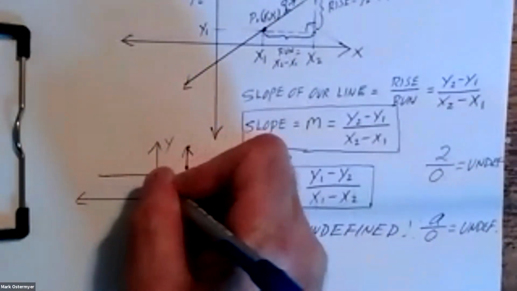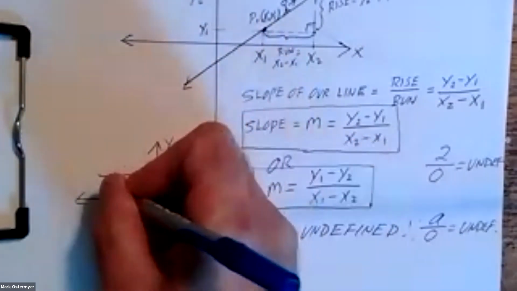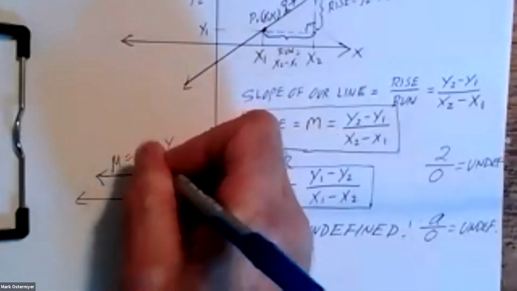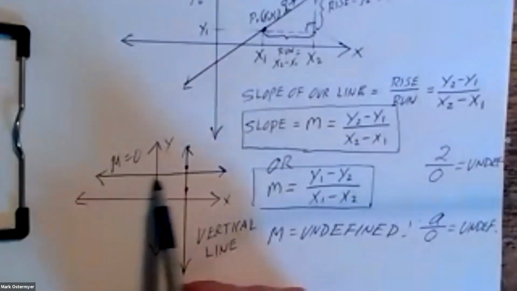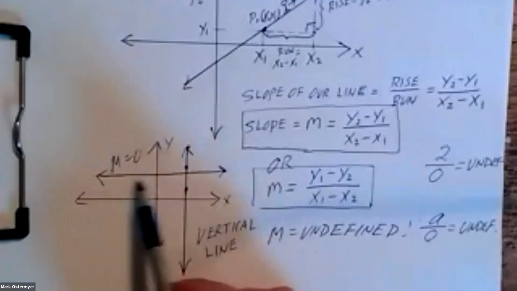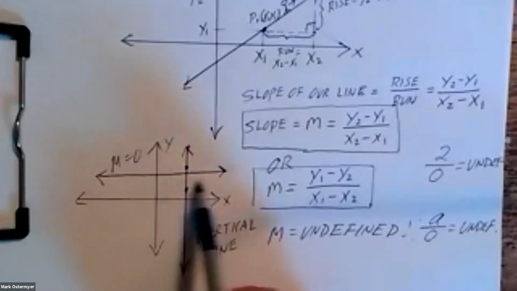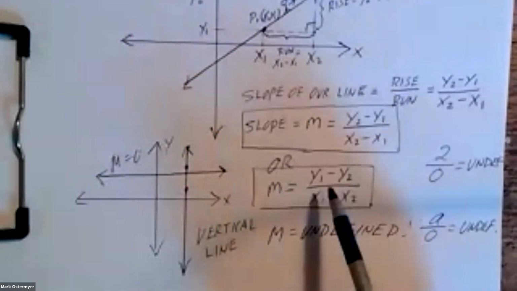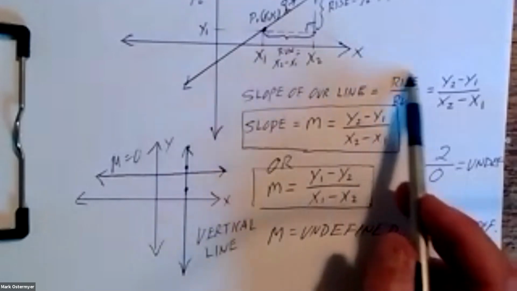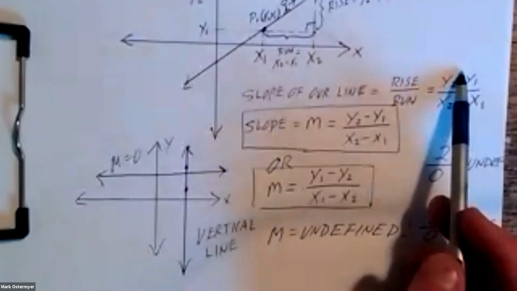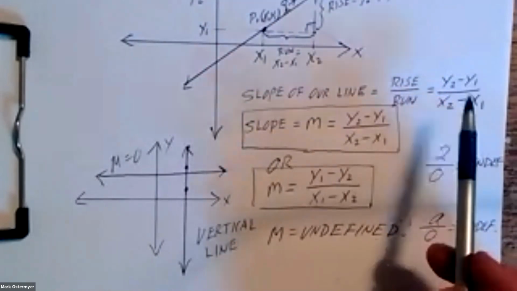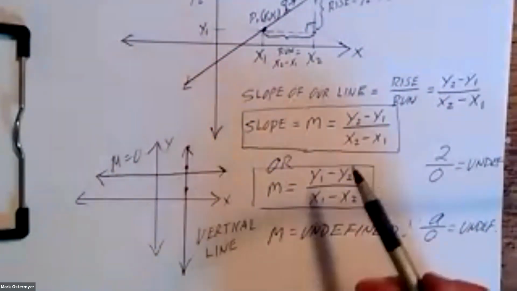Horizontal lines always have 0 slopes. And the reason why a horizontal line always has a 0 slope is because with horizontal lines, you have nothing but run. You don't have any rise as you move from one point to another point on a horizontal line. So the numerator is 0. The rise is 0. All you have is run. So 0 divided by any non-zero real number is 0. That's why horizontal lines have slopes of 0.